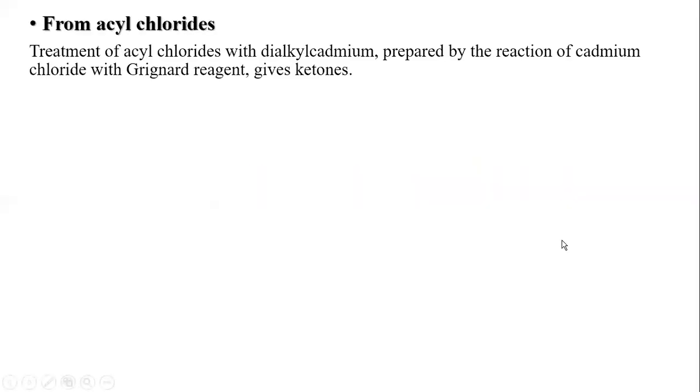Preparation of ketones from acyl chloride. Acyl chloride reacts with dialkylcadmium, which is prepared by the reaction of cadmium chloride with Grignard reagent, to give ketones. When Grignard reagents react with cadmium chloride, it gives dialkylcadmium with a byproduct.